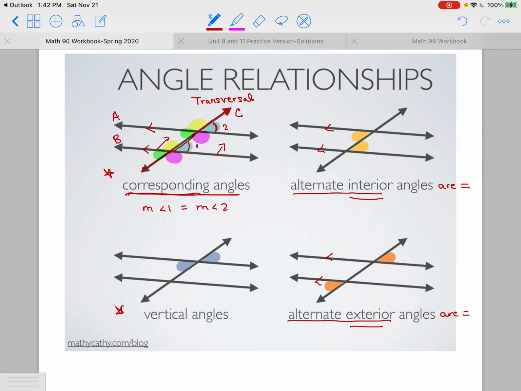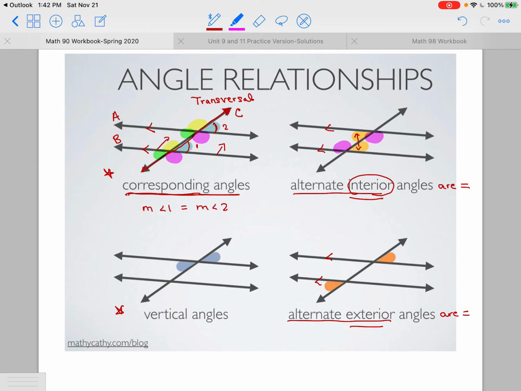But basically, alternate, right, means kind of every other or across. You can see that these are inside, interior, inside the parallel lines, and they're just across the transversal from each other. Okay? We could also say that this over here, right, is interior. Those are both interior, and they're on the opposite sides of that transversal, so those are equal too.